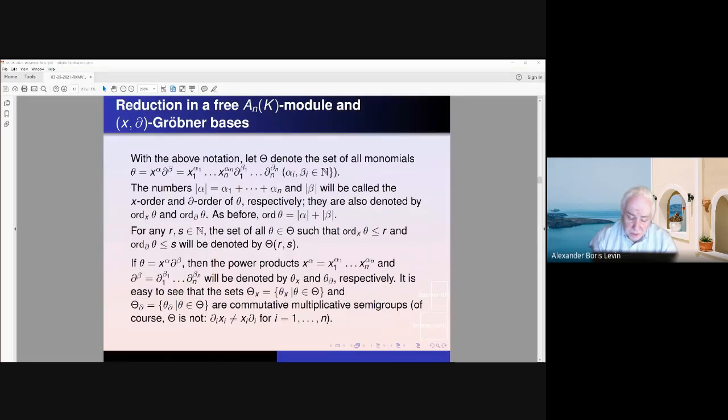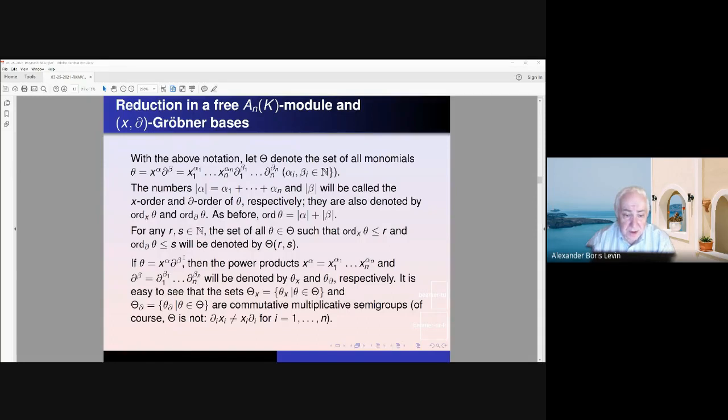Okay, so now we are going to start obtaining a generalization of Bernstein's theorems. So first of all, we consider the set of monomials as before, and the same thing, we define the order of such a monomial with respect to x and with respect to D. So the order with respect to x and the order with respect to D are defined as the sum of the corresponding exponents for x's and for D's. And the order, the total order of theta, is just the sum of these two.